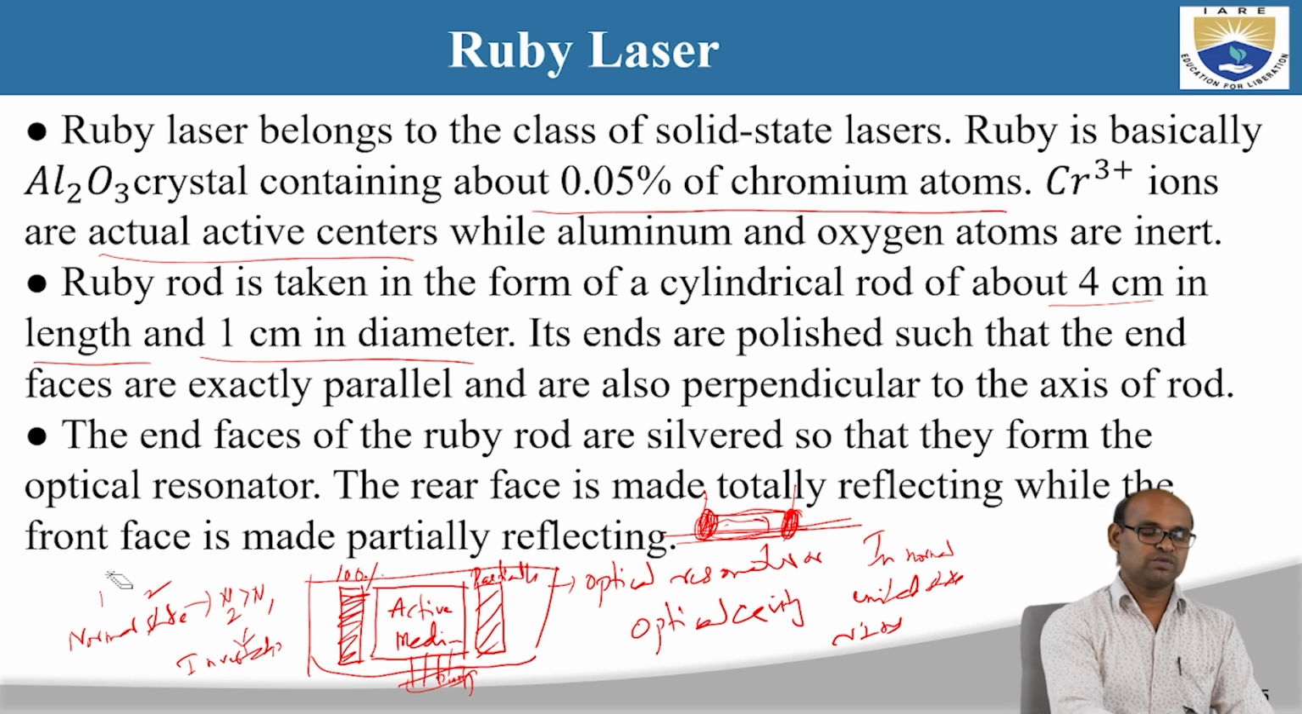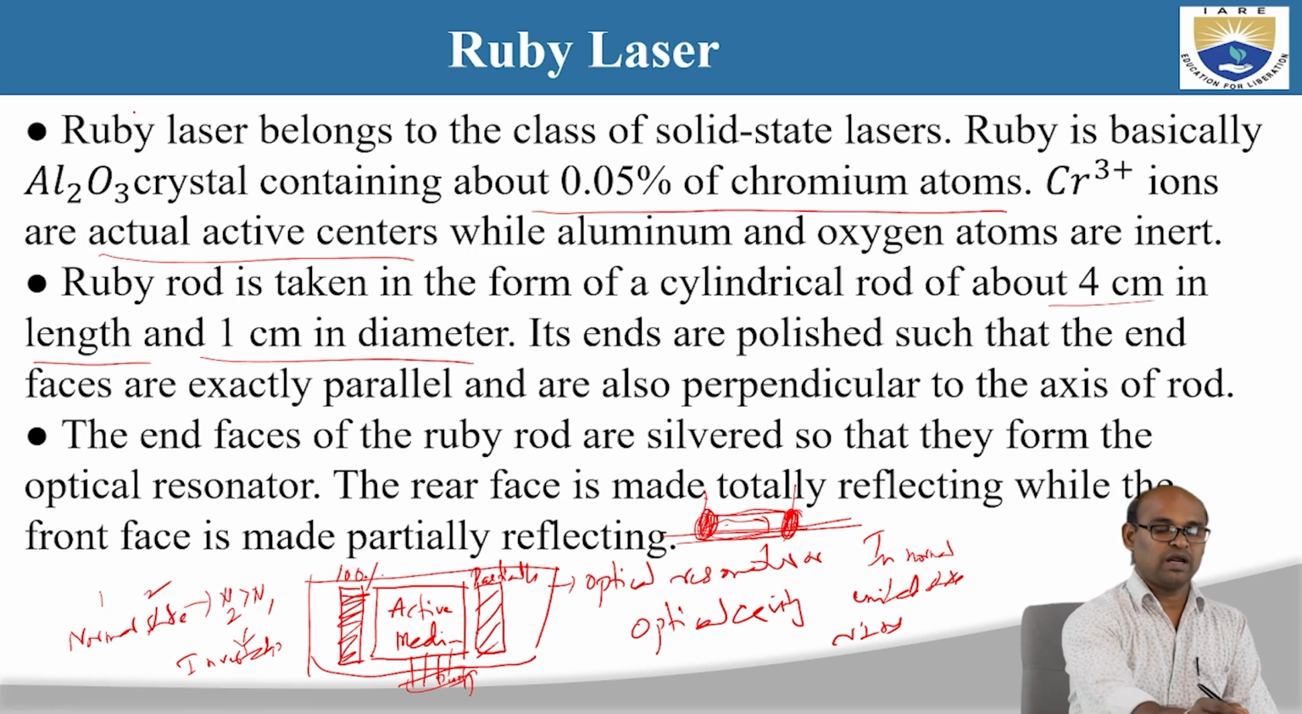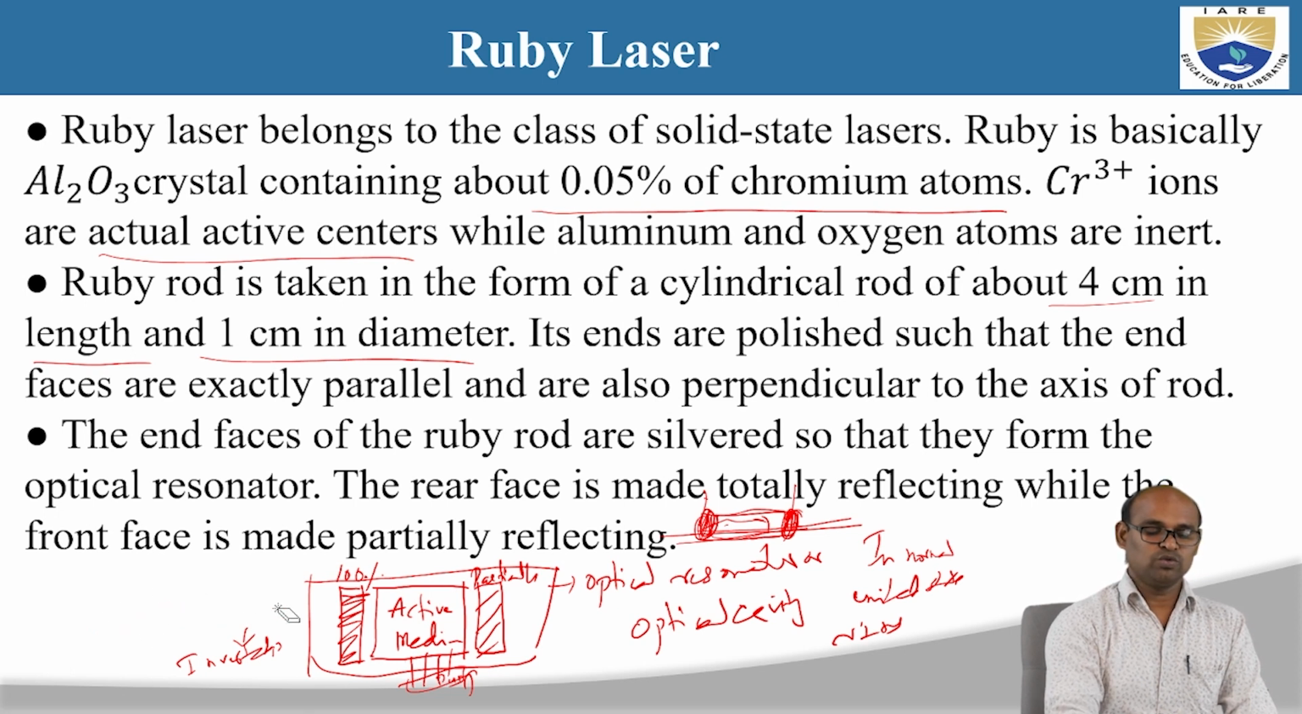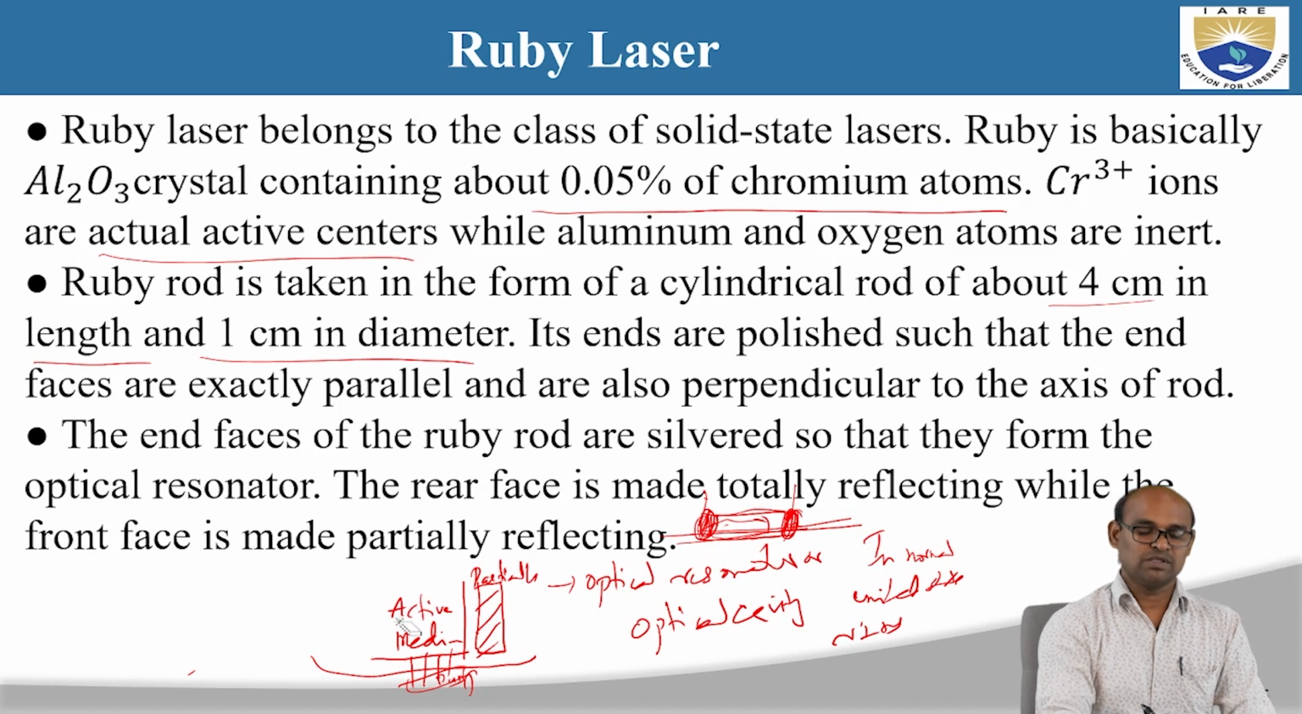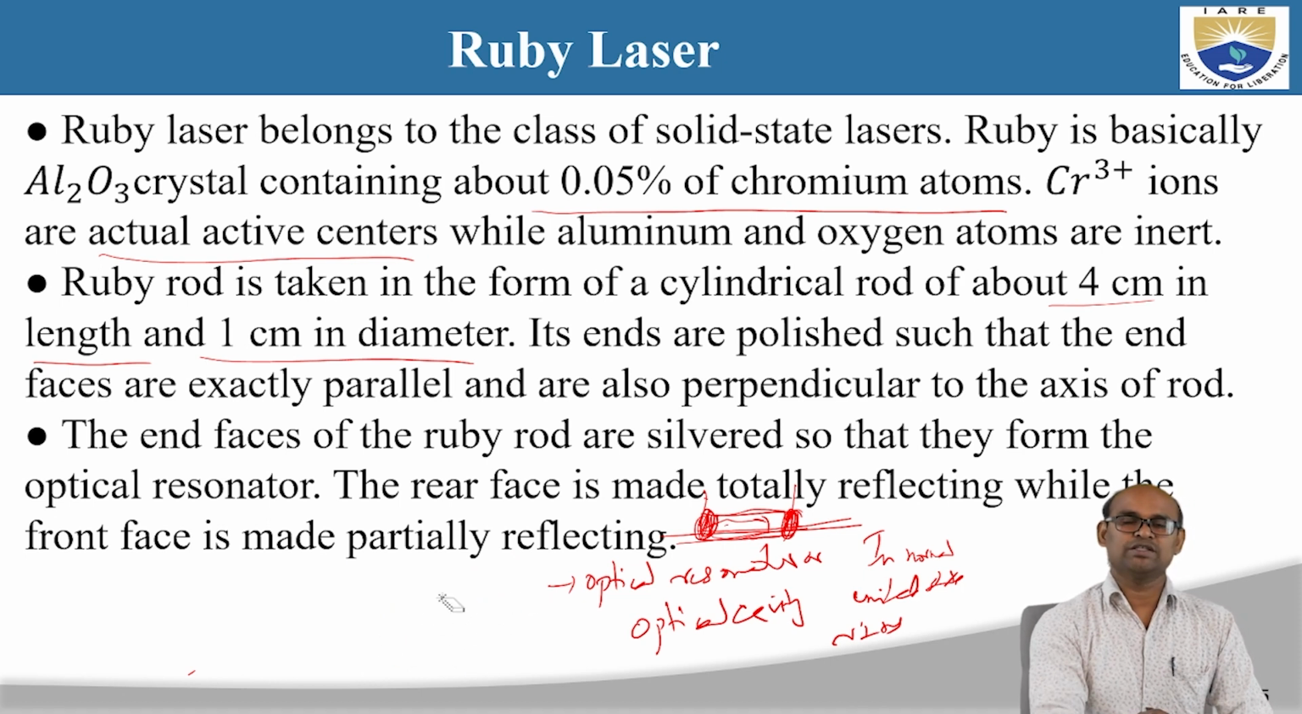So we have looked at the construction. Basically this is all construction of the ruby laser, where we are taking an Al2O3 crystal and adding 0.05% of chromium atoms, so that we have an active medium, which is host medium plus active center. The host medium is the Al2O3 crystal plus active centers of chromium atoms.